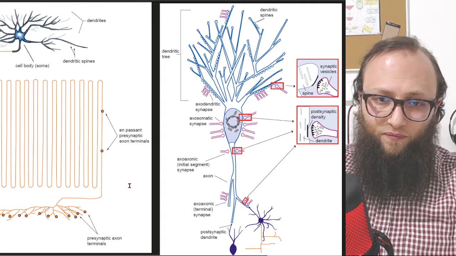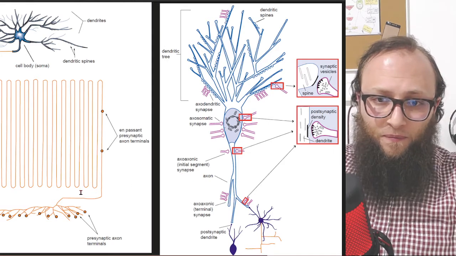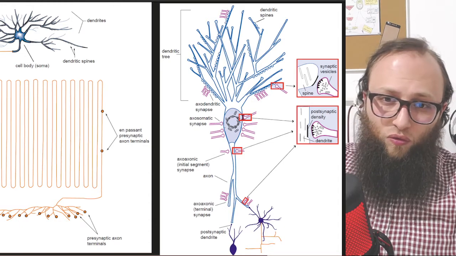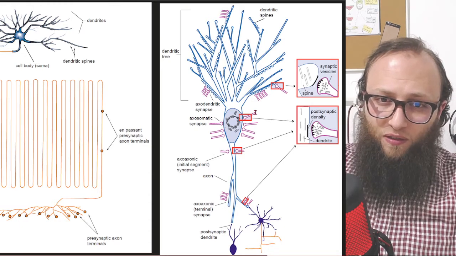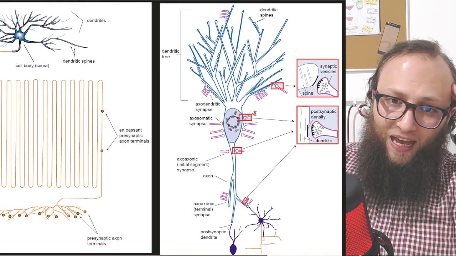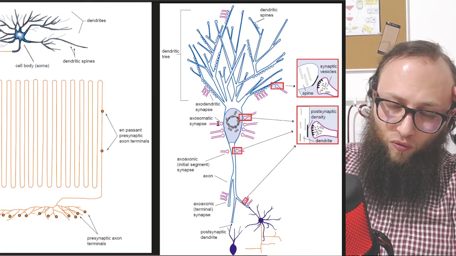Okay, let's just repeat that. Here we have the axosomatic. This is an axon of one neuron that connects with the soma of this neuron, which is the cell body of this neuron. So we call it axosomatic synapse. This one and this one and this one. All of these synapses here.